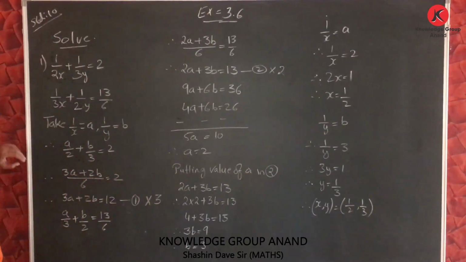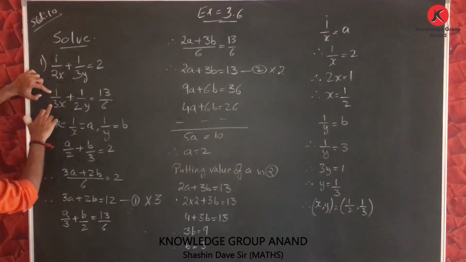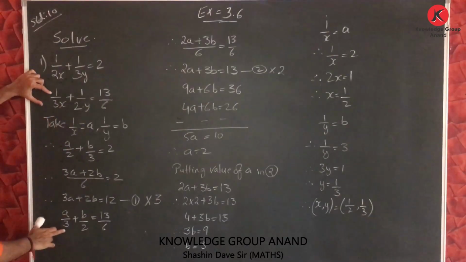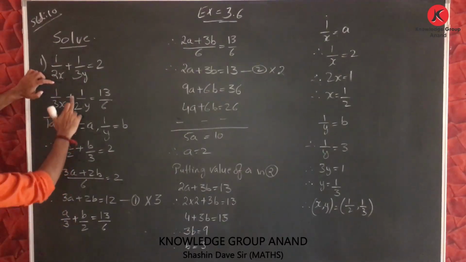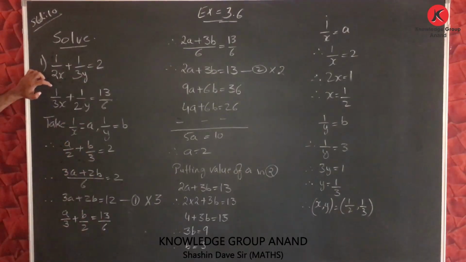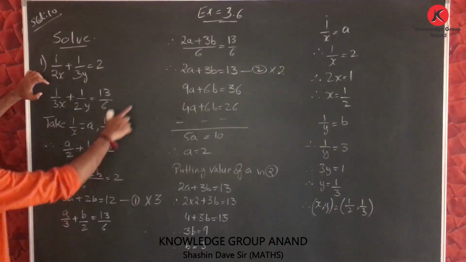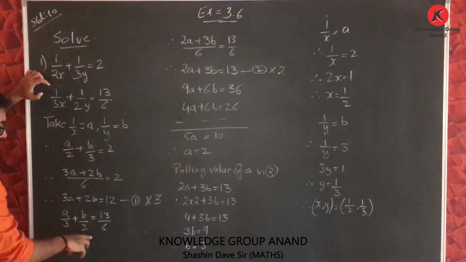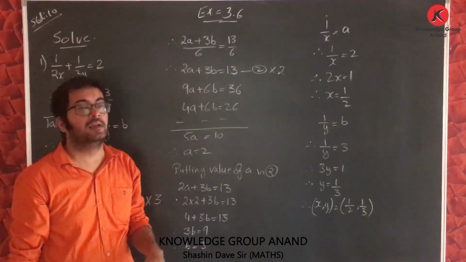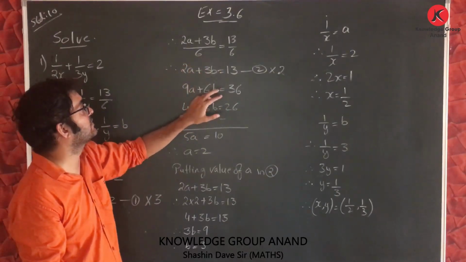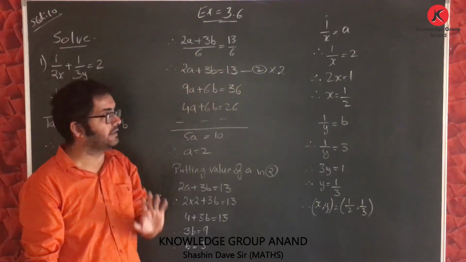Now, for equation number 2, I have 1 upon 3x. So again this 1 by x is a. So I have a by 3 plus 1 by y is b. So b upon 2 is equal to 13 by 6. Now again we will take the LCM. So 2 into a, that is 2a plus 3 into b, that is 3b upon 2 3s are the LCM 6 is equal to 13 by 6. Now this 6 on both sides will get eliminated. So I will get simple equation, that is 2a plus 3b is equal to 13.